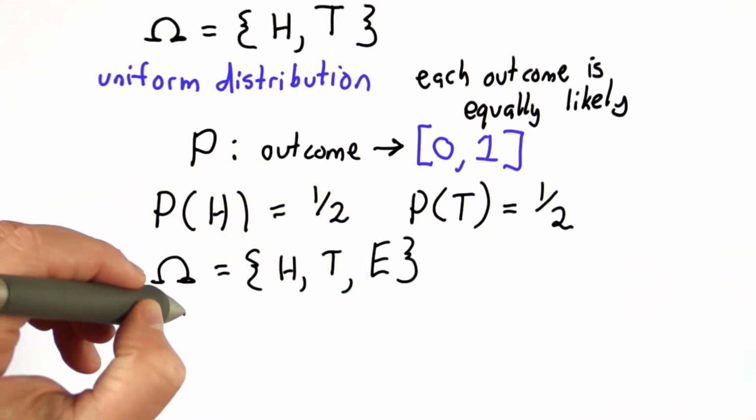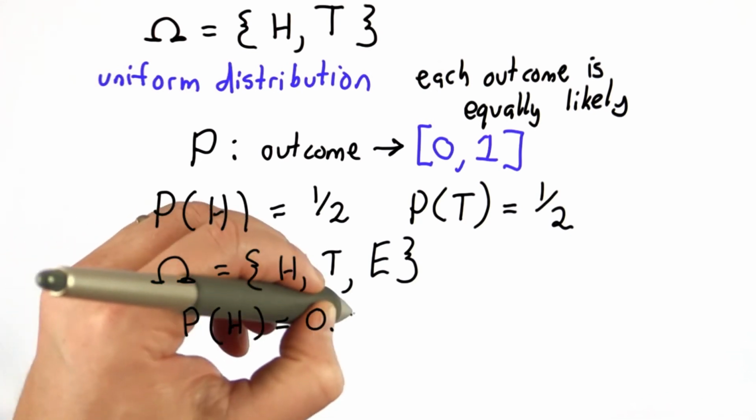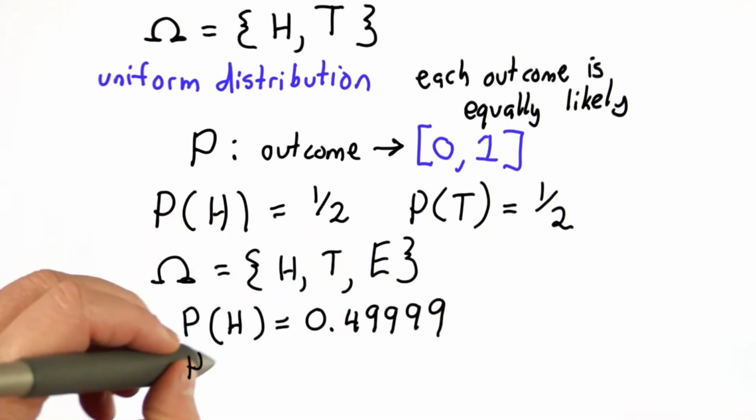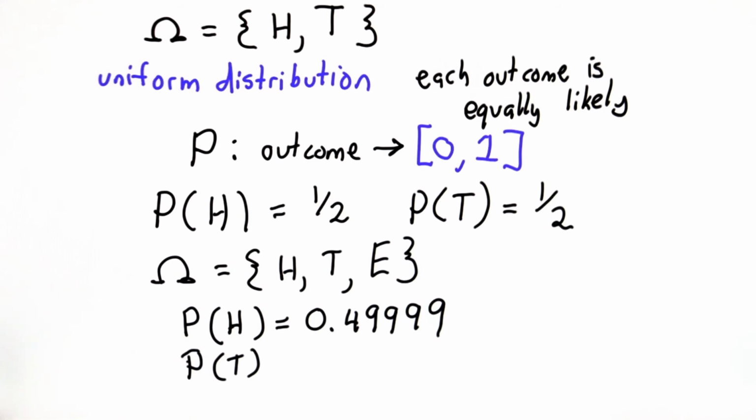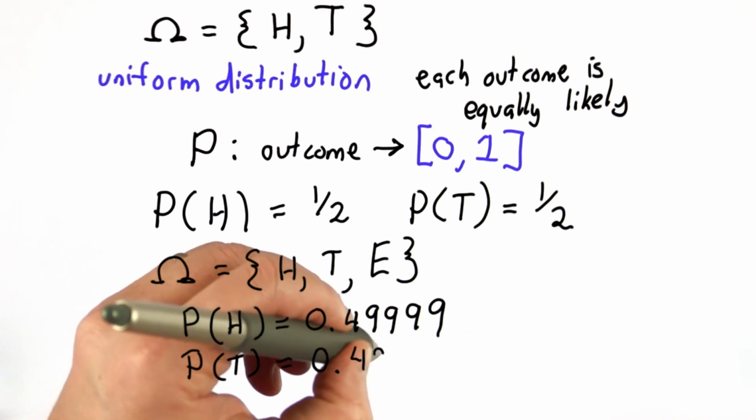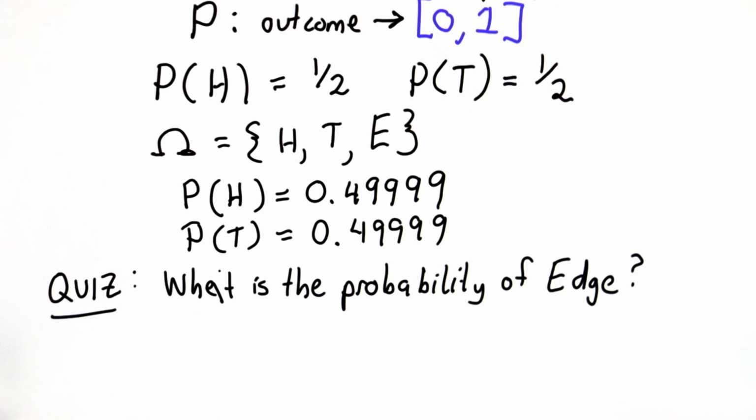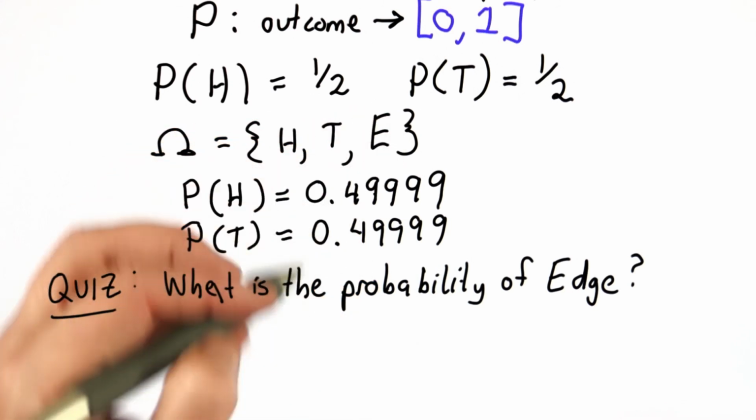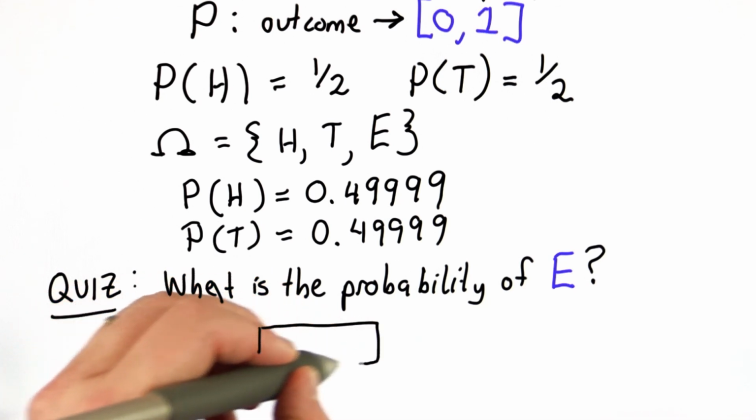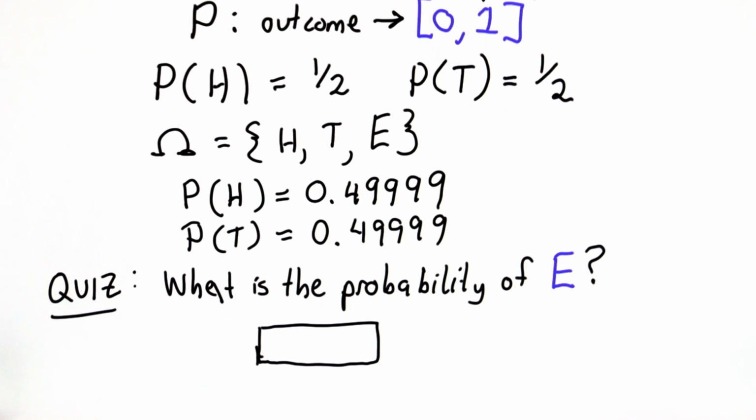And we'll make the probability distribution, so the probability of heads is 0.49999. The probability of tails, we'll assume our coin is still fair, that the probability of tails is equal to the probability of heads, which is 4 followed by 4 nines. Is that enough to determine what is the probability of edge, the outcome E? So I've given you 2 of the probabilities. Can you determine what is the probability of the third possible outcome, which is landing on the edge denoted by E?